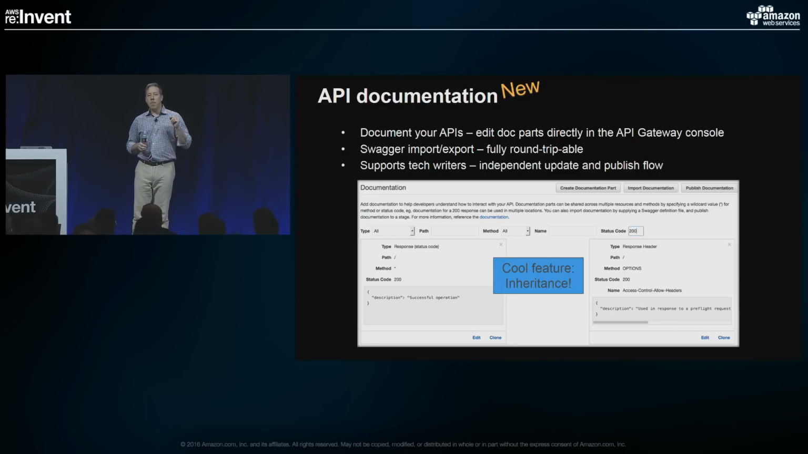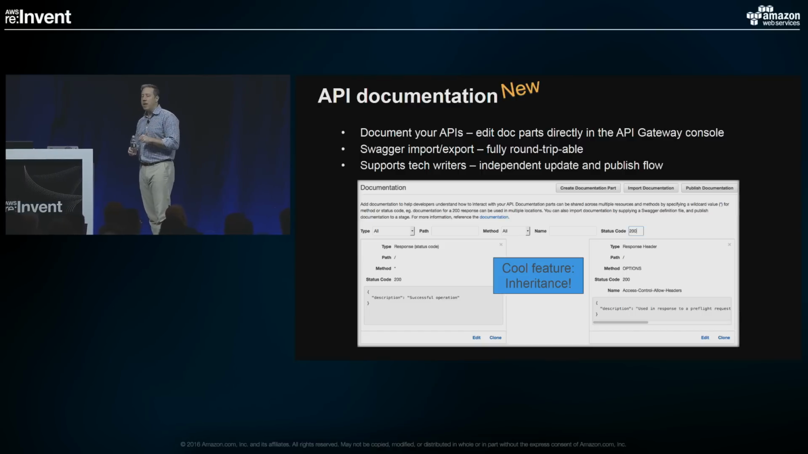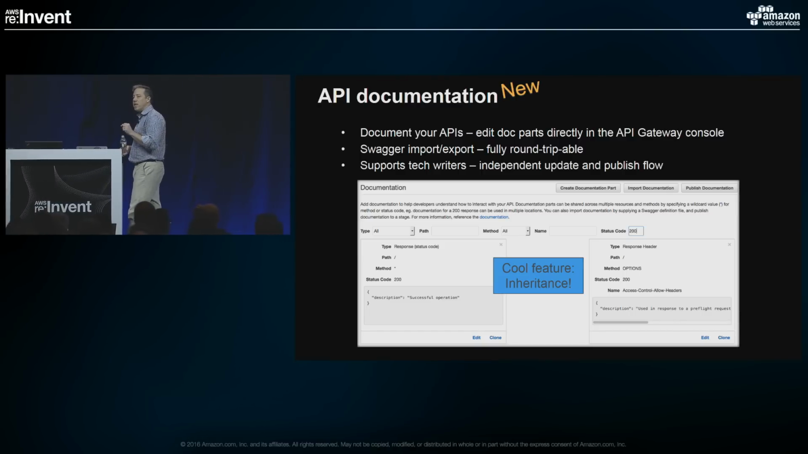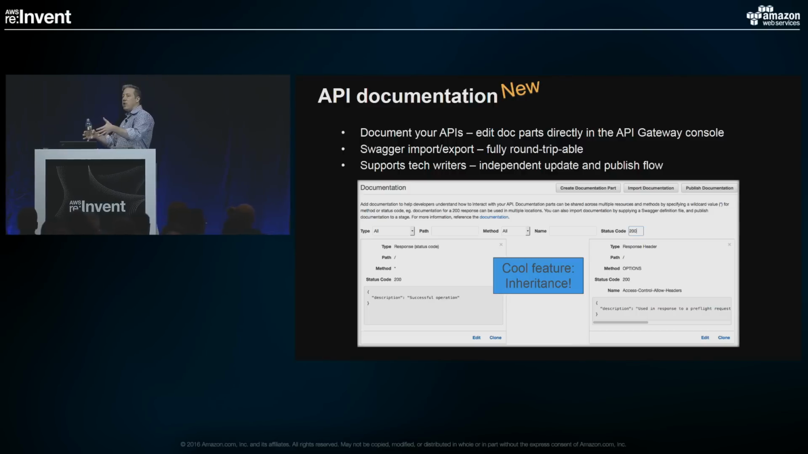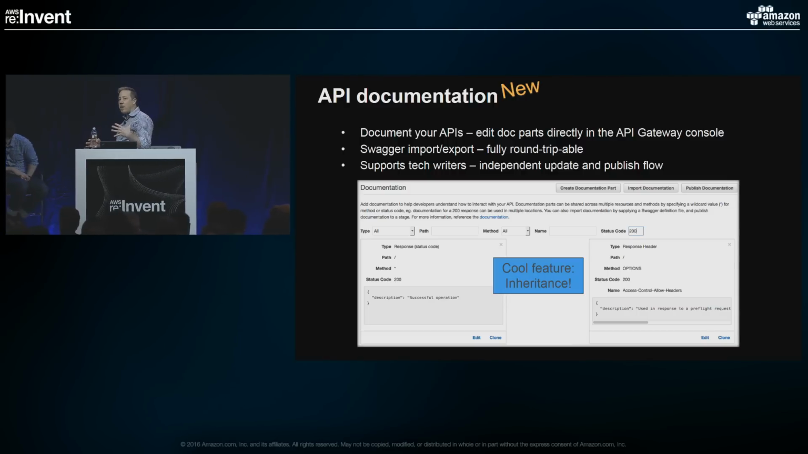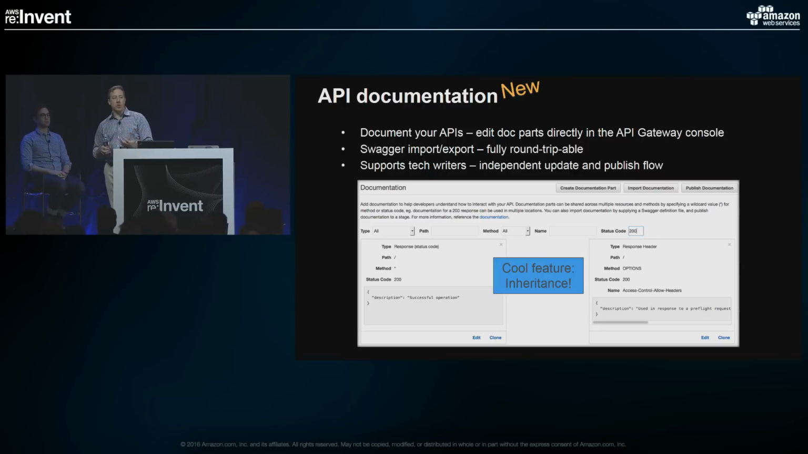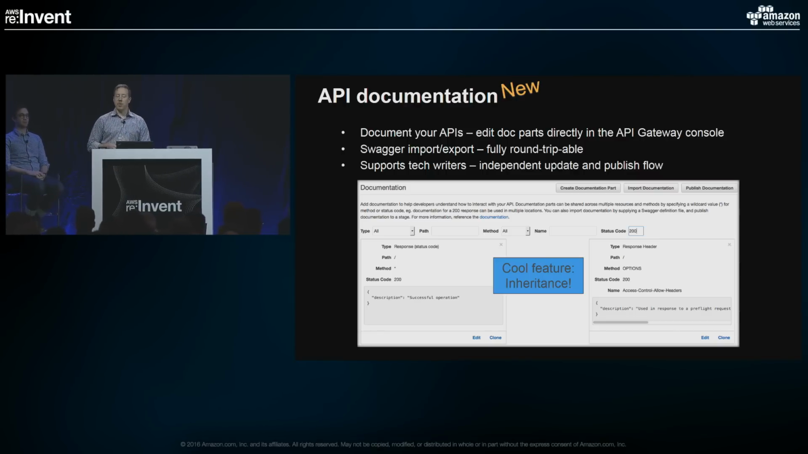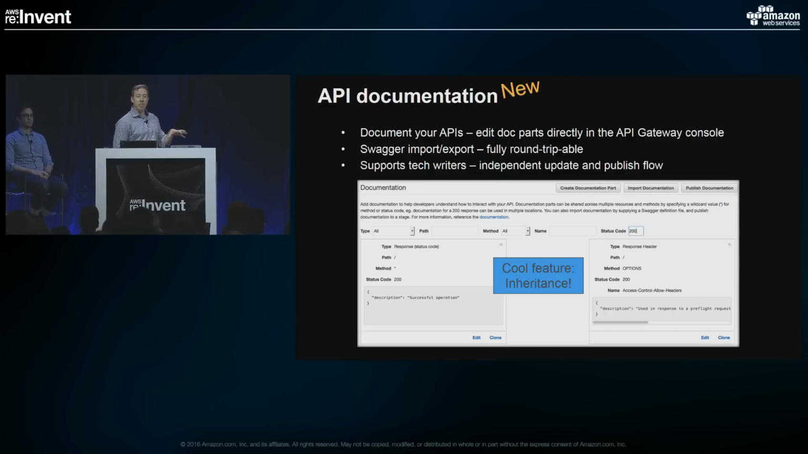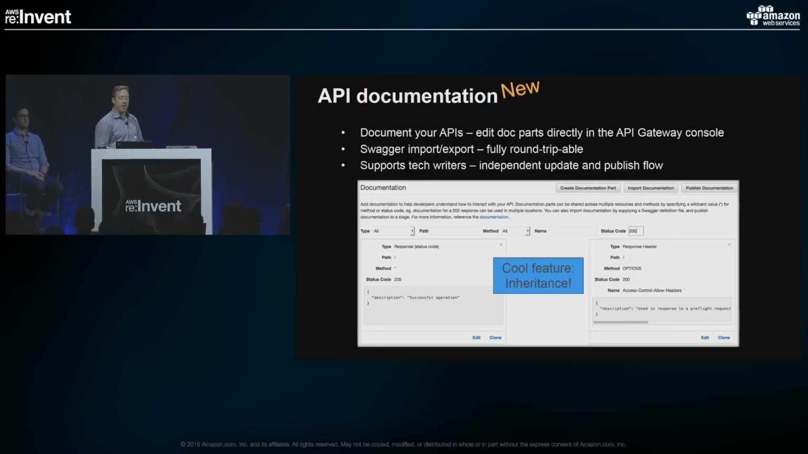We've also done an inheritance feature. So if you've got common documentation around, say, error messages or parameters, we've made it really easy to write that and then use references to it and have it automatically inherit, so you have less work to do as you're defining documentation. And you can still export it in completely standard Swagger if you like, or you can keep it in that inheritance format and round trip it as a special X-extension.